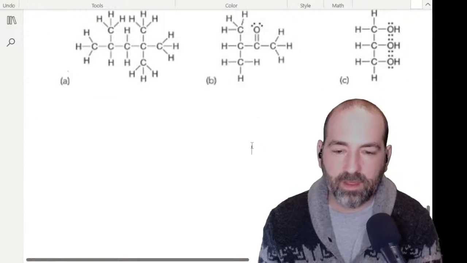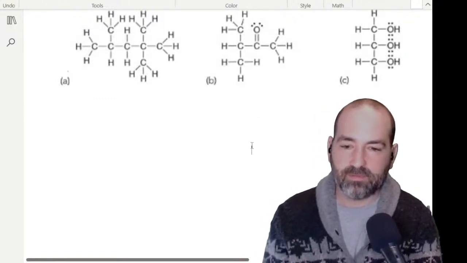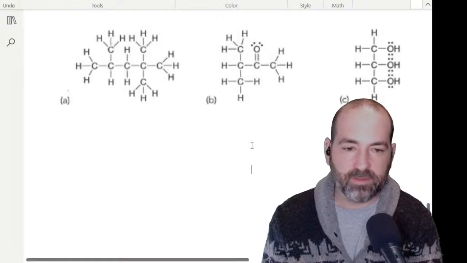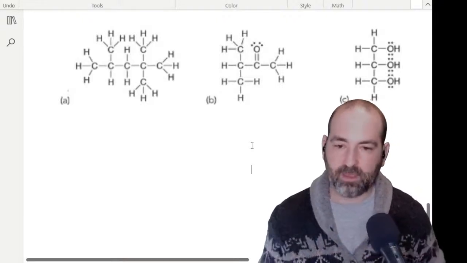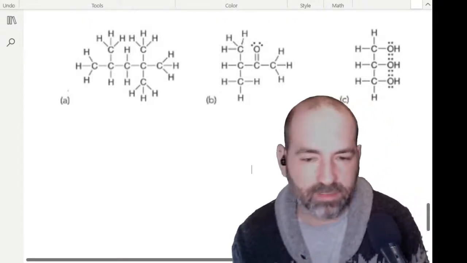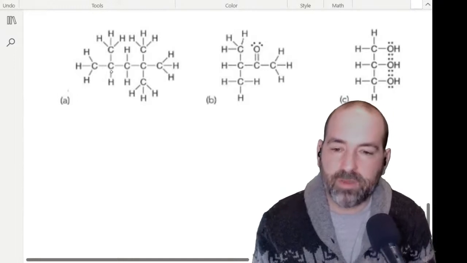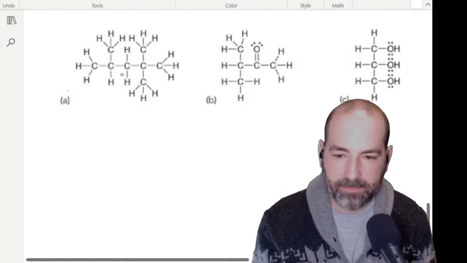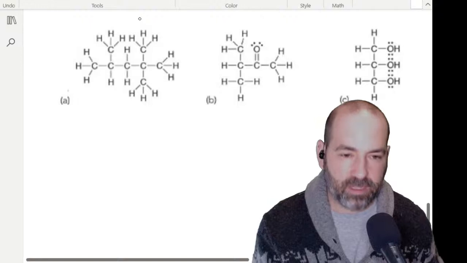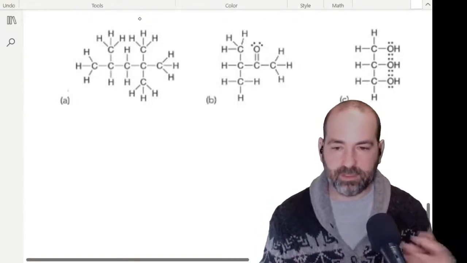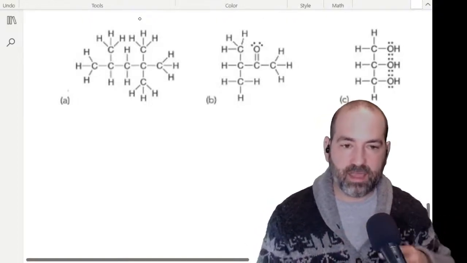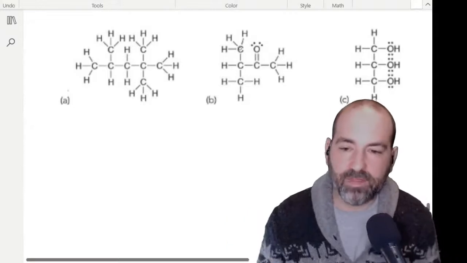Okay, let's take a look at this. We'll do the first one and the third one. Actually, I think we'll do all three as an example. All right, the first one, we've got a lot of stuff going on here. So again, I'm going to use that same strategy of finding the longest chain of carbons, making that my original zigzag, and then branching everything else off of that.